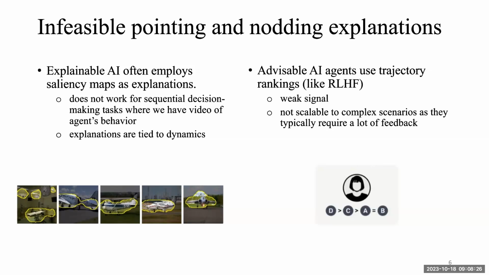On the other side, you have advisable AI agents that use trajectory rankings, like reinforcement learning from human feedback. Here, you basically show trajectories to the user, they'll rank the trajectories, and you will learn a preference function over it. Great. However, this is a very weak signal for preference, so you would typically require a lot of feedback from the user. Consequently, these are impractical for everyday scenarios.